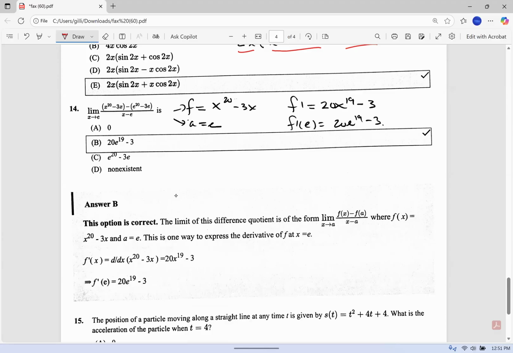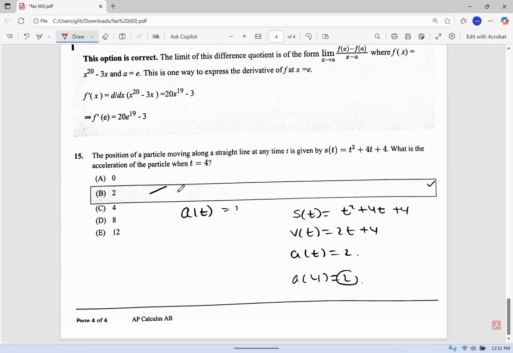In 14, again, it's the definition of derivative, but this time, this is my function. It's x approaching a constant. This is my function. This is its derivative. And the value I'm going to evaluate that at is e. That's what a equals. So the derivative is 20x to the 19th minus 3, and at e, it's 20e to the 19th minus 3.